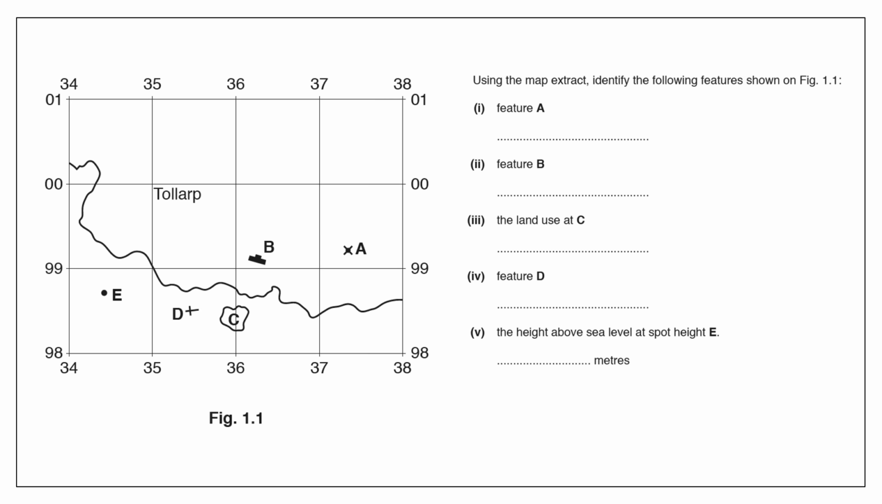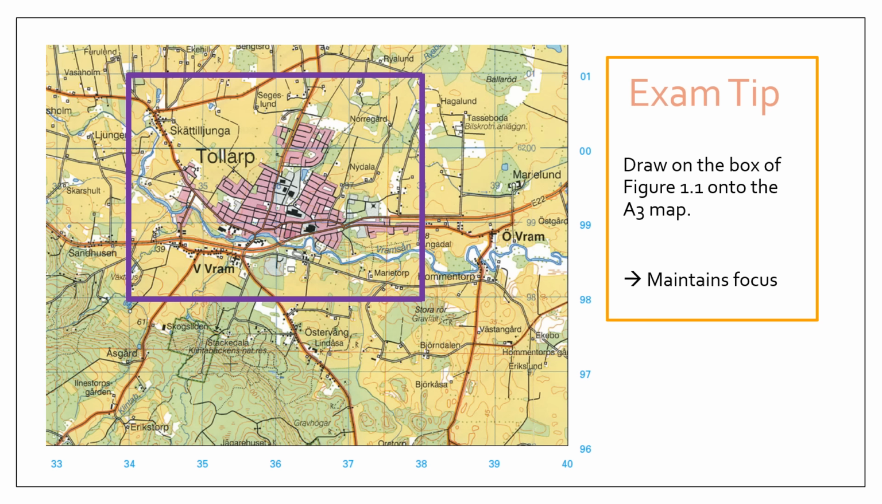So most paper 2 map skills questions tend to start by giving you a figure and then having to identify various features, land uses or heights from that figure. Now, my first exam tip to you: I would draw the box of figure 1.1 onto the A3 map that is provided to you. The reason why is that it helps you to maintain focus whilst you're completing the exam, because instead of looking at the whole map, you are squaring in on the location that you need to focus on.